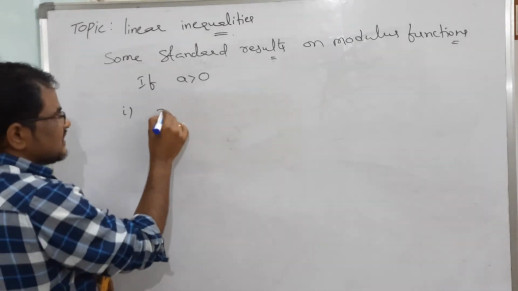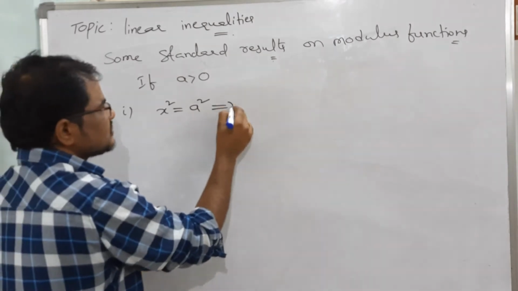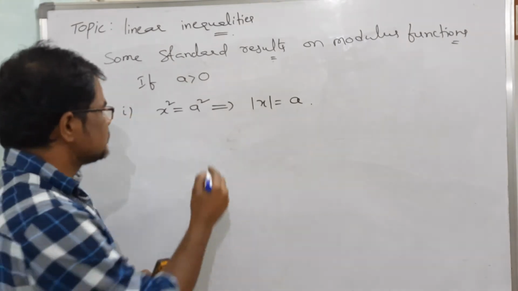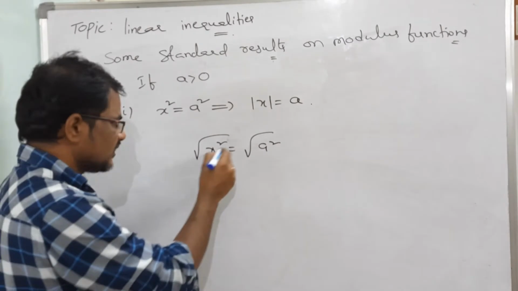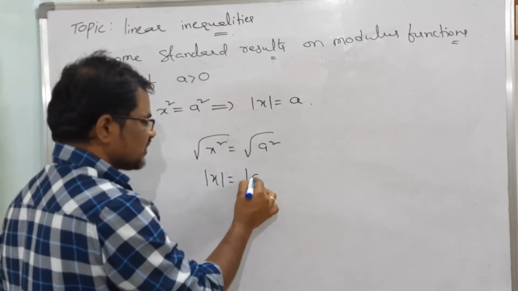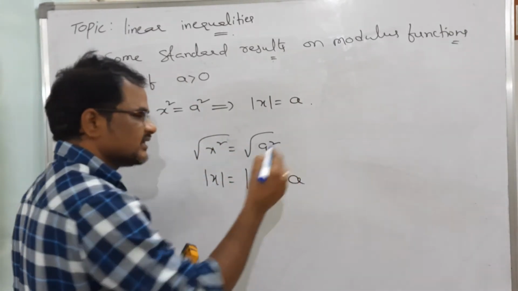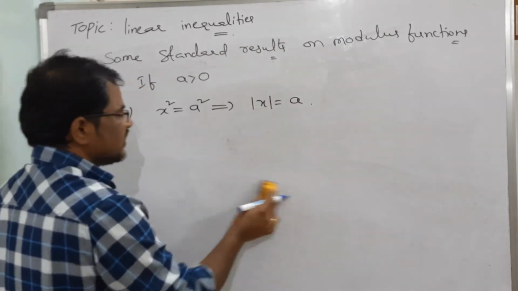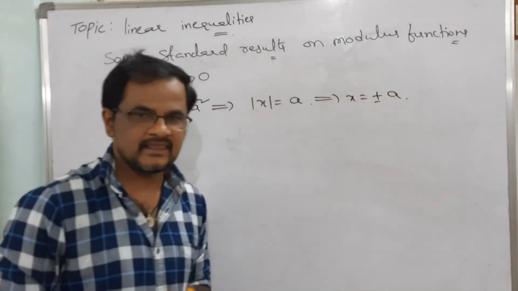So first one is x square equal to a square. You can write this as modulus of x equal to a, because if you take root on both sides, root of x square is modulus of x. Already you know that root of a square is modulus of a, but here a is positive, so you will get a. So mod x equal to a. Whenever mod x equal to a, how to write this? x equal to plus or minus a, right?